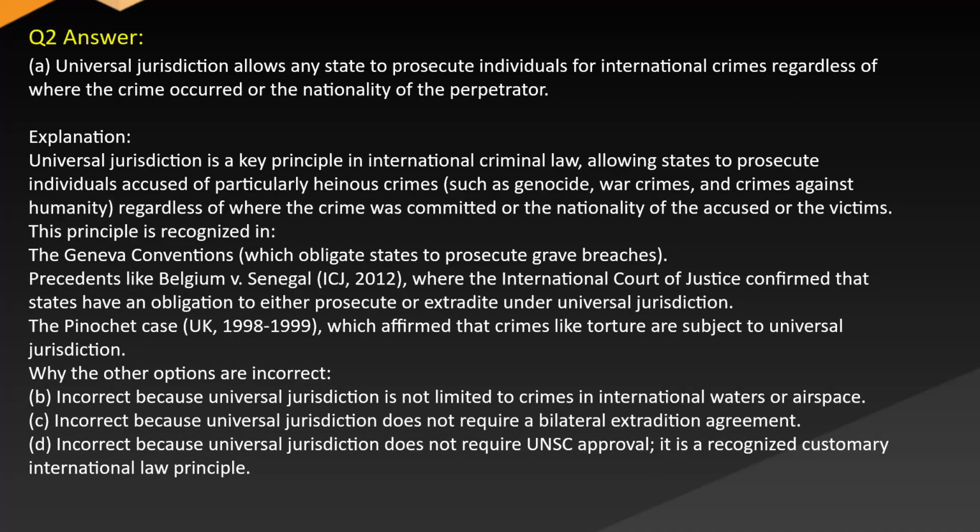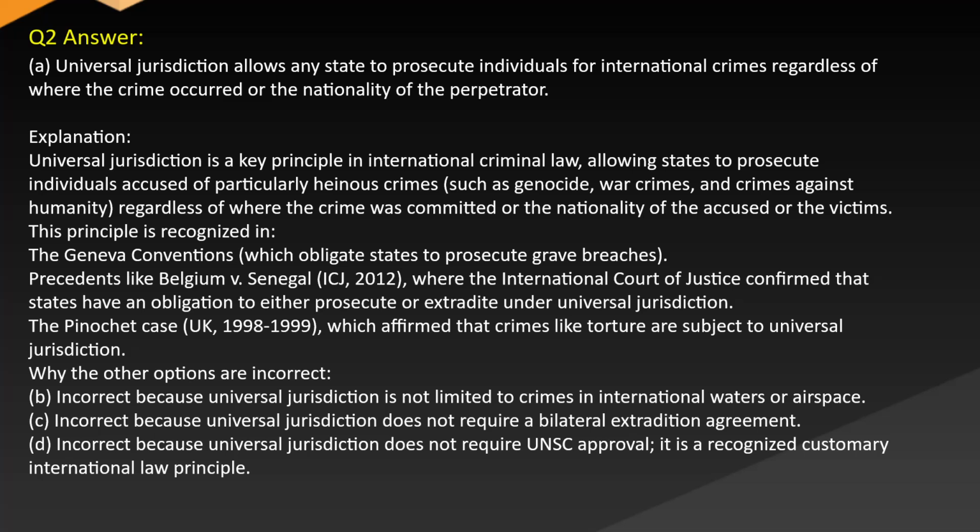Answer: A. Universal jurisdiction allows any state to prosecute individuals for international crimes regardless of where the crime occurred or the nationality of the perpetrator. Explanation: Universal jurisdiction is a key principle in international criminal law, allowing states to prosecute individuals accused of particularly heinous crimes such as genocide, war crimes, and crimes against humanity, regardless of where the crime was committed or the nationality of the accused or the victims.